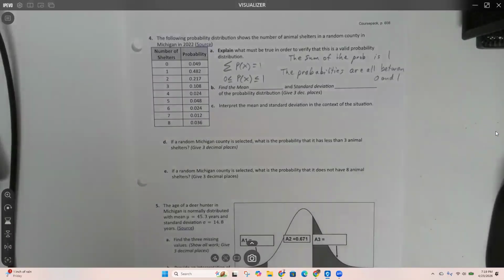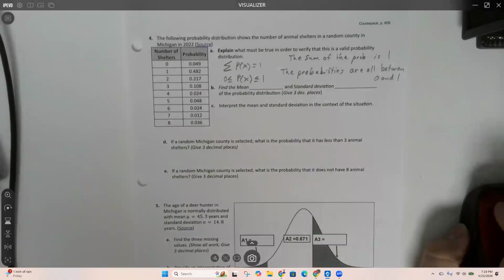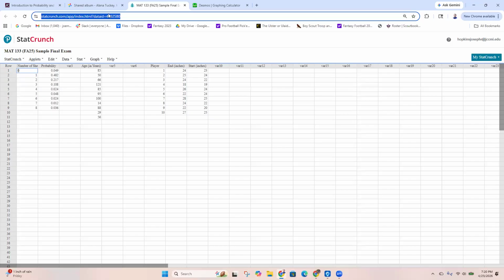Find the mean and the standard deviation of the probability distribution. So how would I do that? StatCrunch. Yes, Mike says StatCrunch. All right, so what buttons do I need to click in StatCrunch? It is in here already. On test day, there will be a link that you can click on, or if you are taking it at the testing center, you'll just type that into your browser and you'll be able to get to the data sets in StatCrunch.